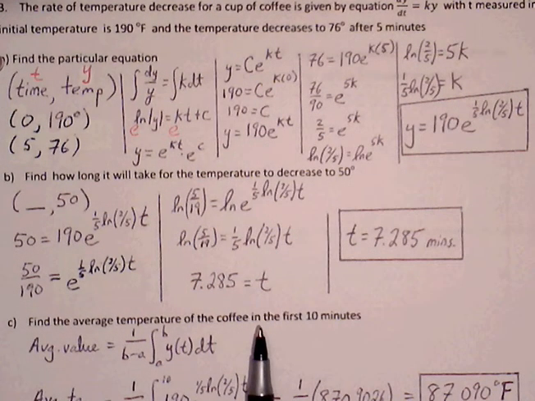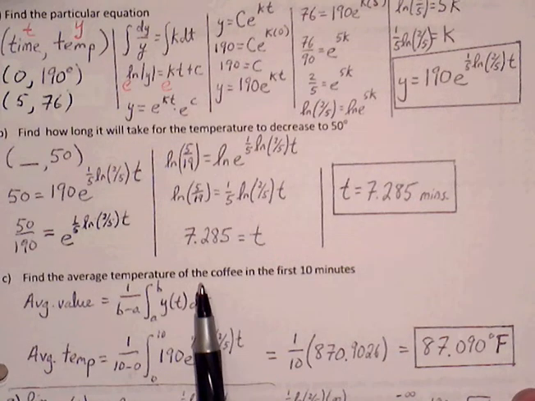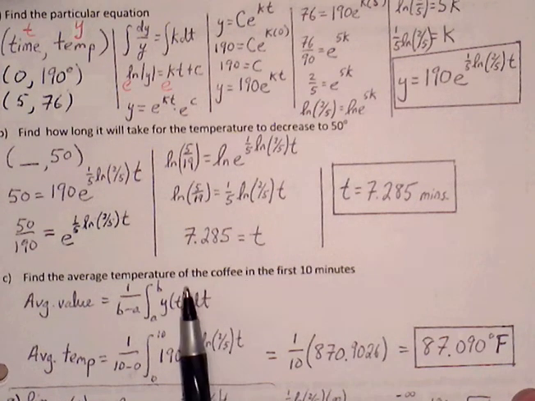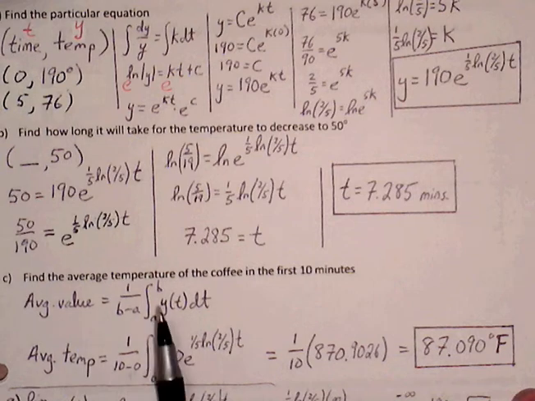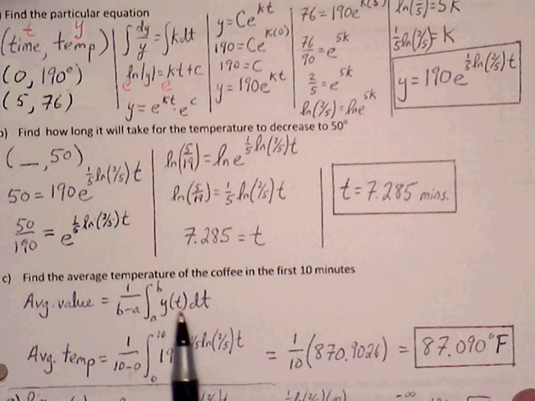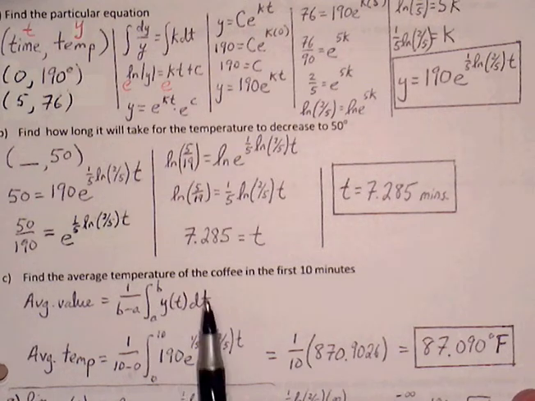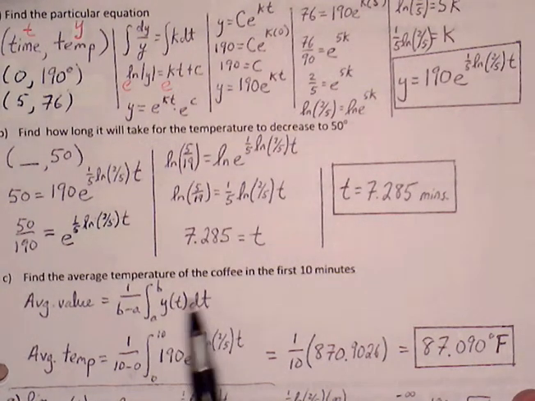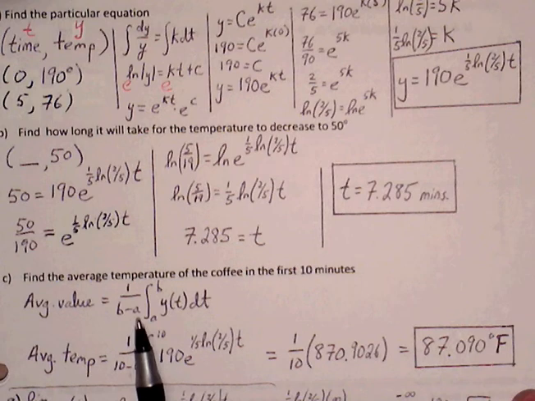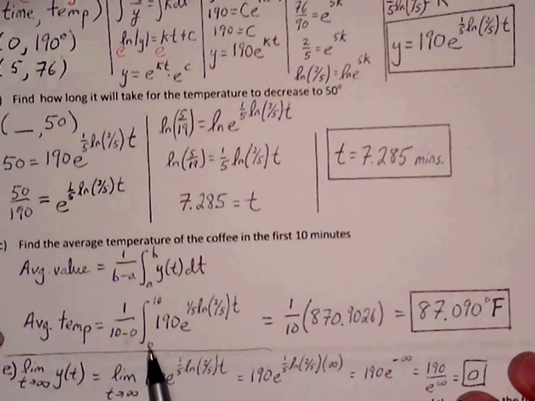Okay, part C, find the average temperature of the coffee in the first 10 minutes. So average temperature, remember this is using the average value theorem. So the average value theorem is we take the temperature formula that we just found from part A, and we find the accumulation of all the temperatures and then divide by 10 minus 0. So we simply just plug in our formula, 1 over b minus a, integral from a to b of our function here.